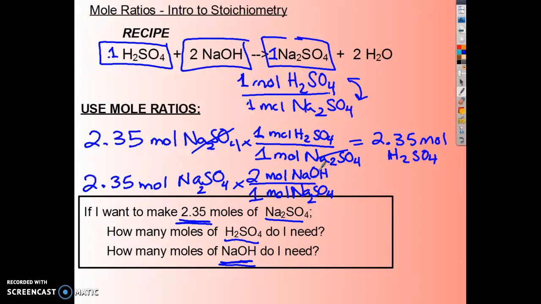So when we actually do this calculation, instead of just keeping the same number, now we have 2.35 times 2 divided by 1. So that's essentially the same thing as just multiplying by 2, which when you take 2.35 and multiply by 2, it should be 4.70, I believe, mole of sodium hydroxide. Okay, that's how to use a mole ratio to convert from moles to moles.